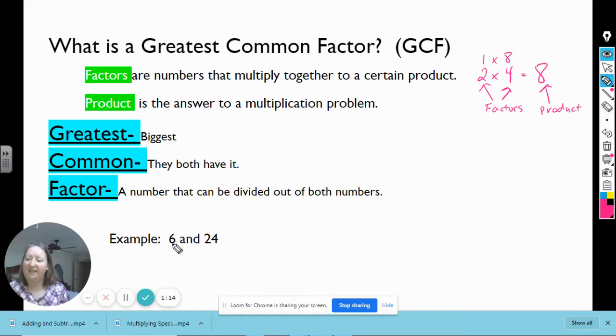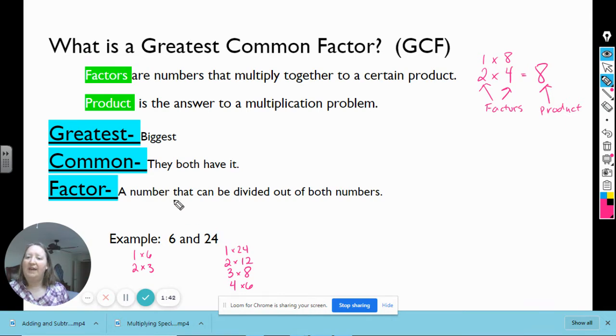Okay, so for 6, what are the factors of 6? You've got 1 and 6 and 2 times 3. These are all the factors. Okay, what are the factors of 24? We've got 1 and 24. We've got 2 and 12. We've got 3 and 8. We've got 4 and 6. These are all the numbers that can multiply together to get 24.